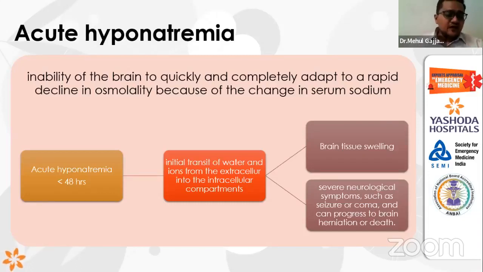Now, whenever there is acute hyponatremia, say hyponatremia that develops within 48 hours, there is initial transit of water and ions from the extracellular to the intracellular compartment, which leads to brain swelling and severe neurological symptoms. Because there is no rapid adaptation, the brain cannot quickly and completely adapt to a rapid decline in osmolality and change in serum sodium, which leads to severe neurological symptoms like seizure and coma, which can also progress to brain herniation and death.